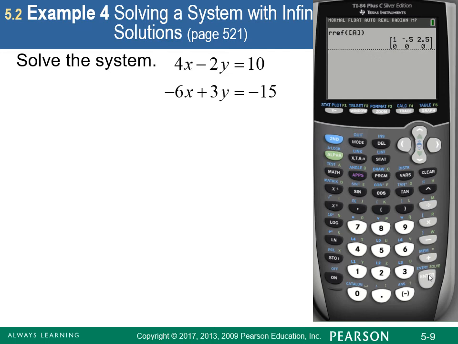Now, I've said this several times already. In order for the numbers on the far right to be the answers, we have to have the pattern of ones and zeros. Notice in this one, the bottom row is all zeros. That means there are infinite solutions.